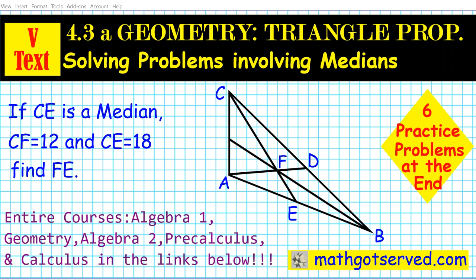In this clip we're going to be going over section 4.3a of our virtual geometry text on triangle properties. We're going to be looking at how to solve problems involving the median of triangles. The problem featured here is an example of the kind of problem we are going to be solving. Let's say you have this triangle, ABC, and CE is a median. CF measures 12 units and CE 18 units. Find the length of segment FE.